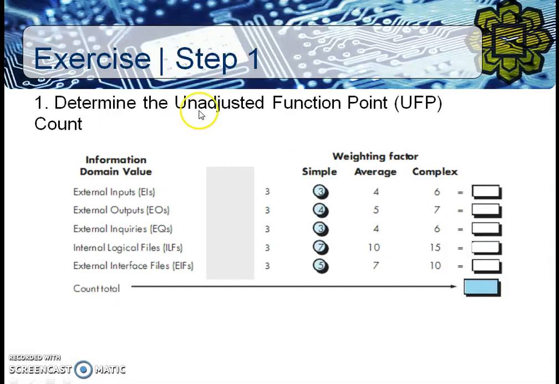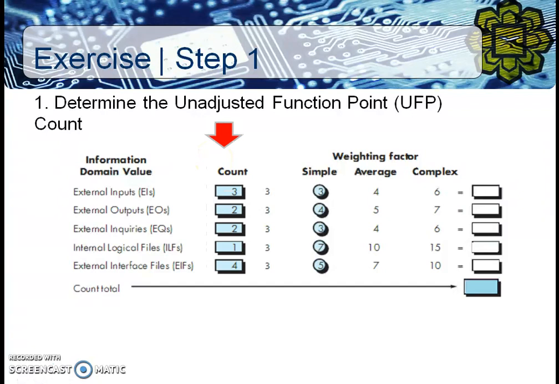First, we determine the unadjusted function point. From the 5 perspectives of external inputs, outputs, inquiries, internal logical files, and external interface files, we first have to count how many inputs we have, how many outputs. Let's say in this example, we have 3 inputs, 2 outputs, 2 inquiries, 1 logical file, and 4 external interface files. This is the first step.